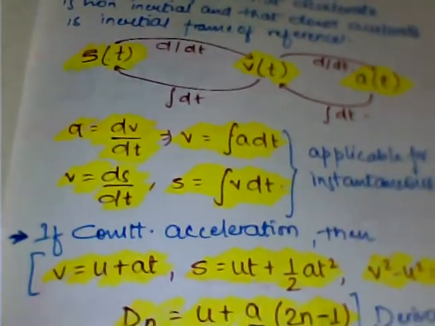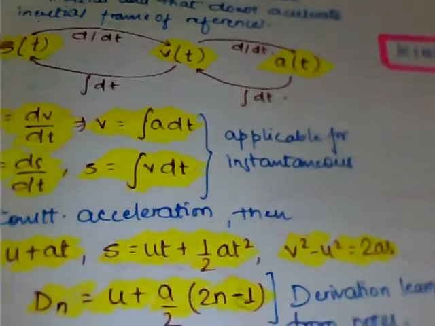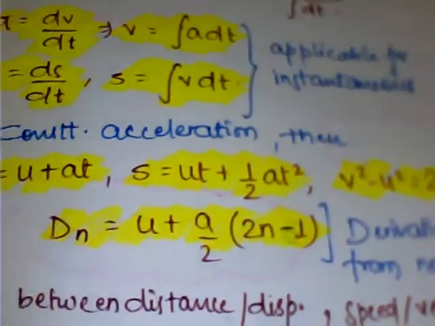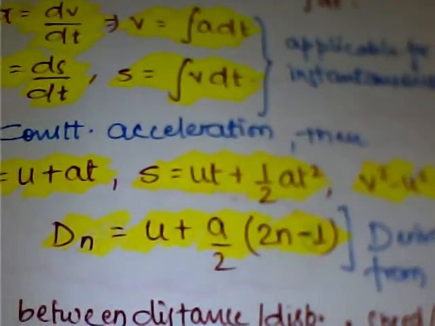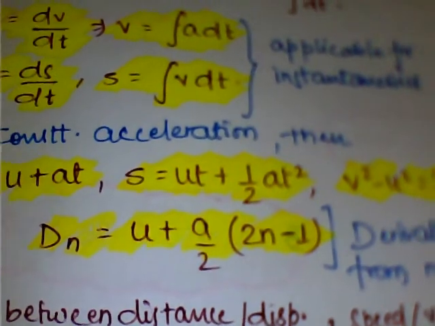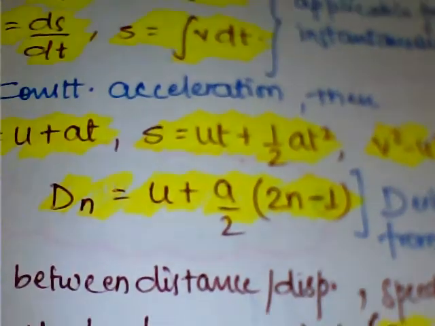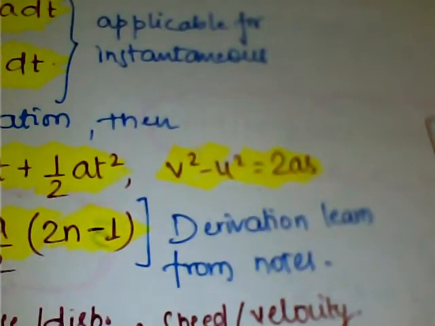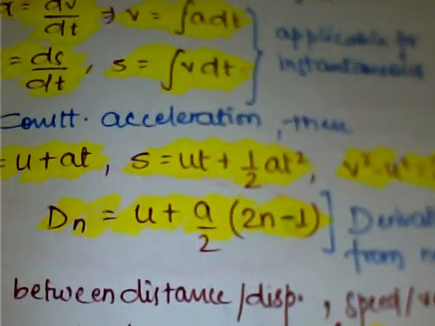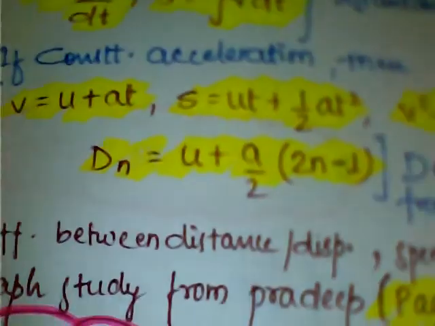When acceleration is constant, then v = u + at, s = ut + ½at², and v² − u² = 2as. And this is the most important one, on which students make mistakes: the distance in the nth second, Dn = u + (a/2)(2n − 1). This is very important, learn it by heart, as many students do not learn this formula and make mistakes in the examination. The derivation is given; we can learn it from the notes which I have made.